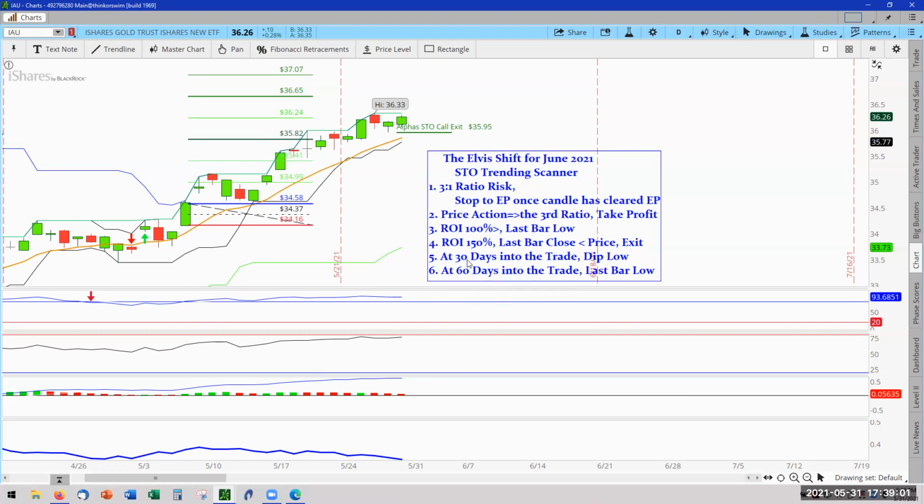Here, another change: 30 days. At the 30-day mark, if we are not out of the trade, we are going to go to dipper low. So if the price comes up and just mangles along like this, what happened to RCL, we are going to get out of this trade. We're not going to be waiting for the last 30 days of the option. We're going to be looking for exit at the end of the first 30 days. At the end of 60 days, we are going to go to last bar low, or last bar high if we're into puts. And that is the Elvis condition for going into June 1st.